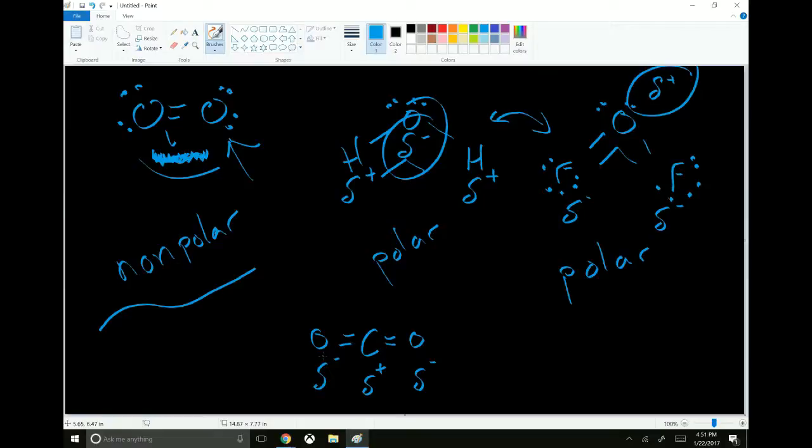But carbon dioxide as a whole is nonpolar. Okay, the reason for that is that carbon dioxide has this straight line shape. It's linear, as it's known. Linear because it's in a line.